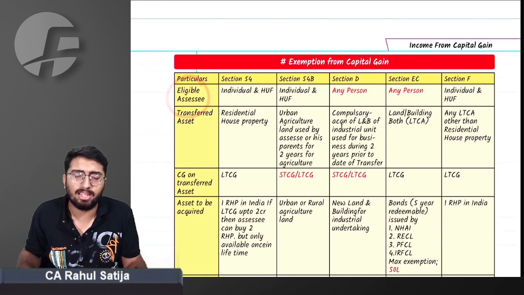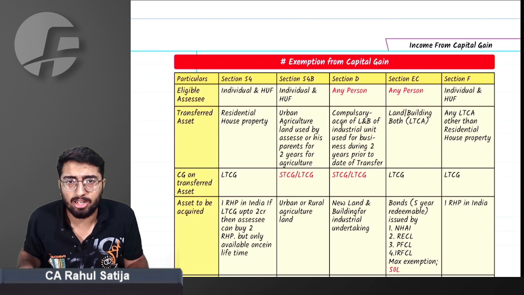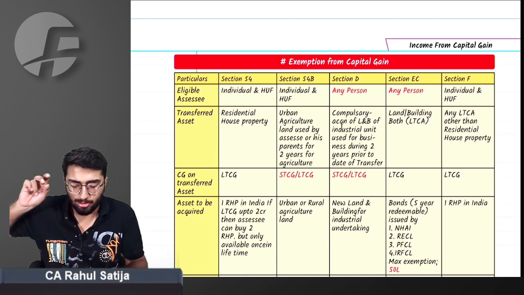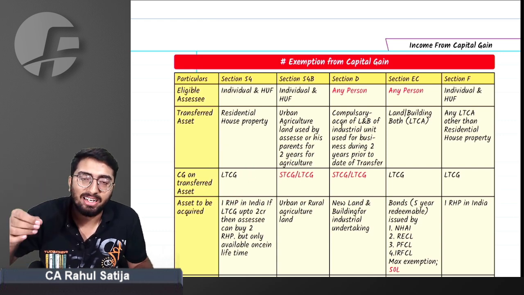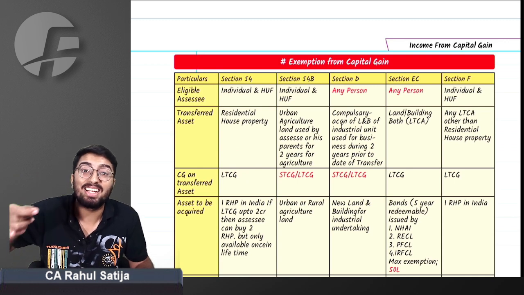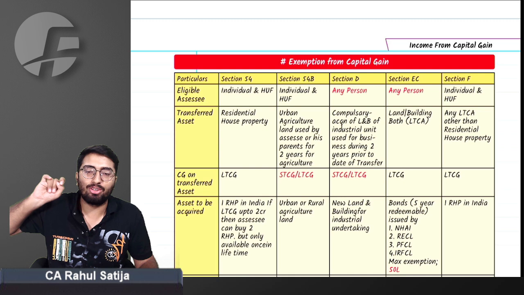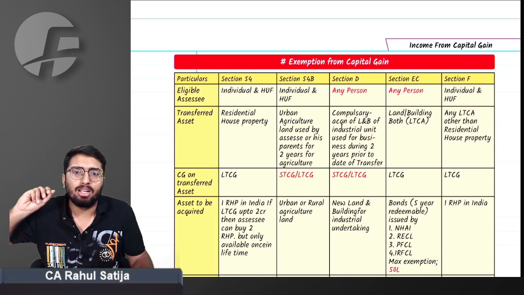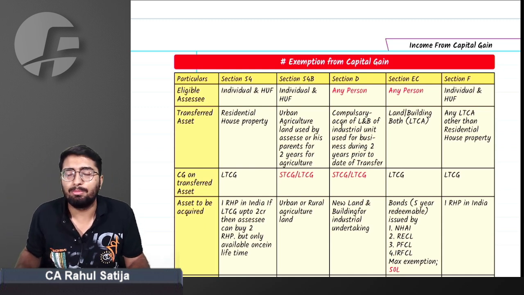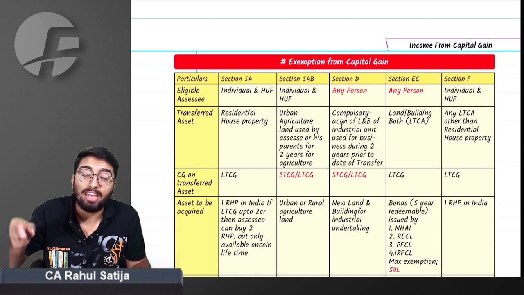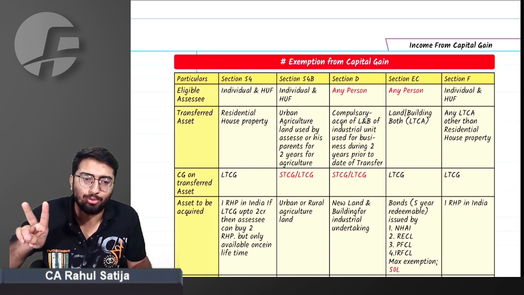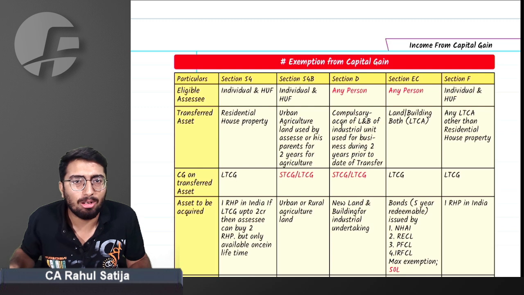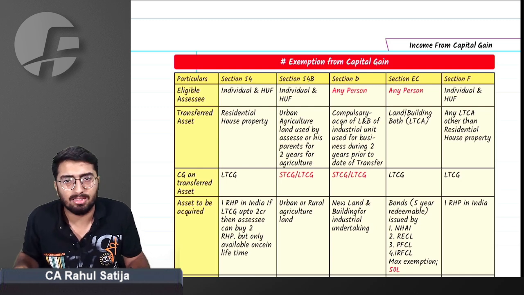First of all, whenever any individual or HUF transfers any residential house property and the capital gain on such house property is long-term capital gain, then they can claim exemption by acquiring another house property. What I said: an individual or HUF selling residential house property, having long-term capital gain, can get exemption by acquiring another residential house property. Also, if the capital gain is up to 2 crore rupees, they can buy 2 residential house properties. But this facility is only available once in a lifetime. It cannot be availed more than once.